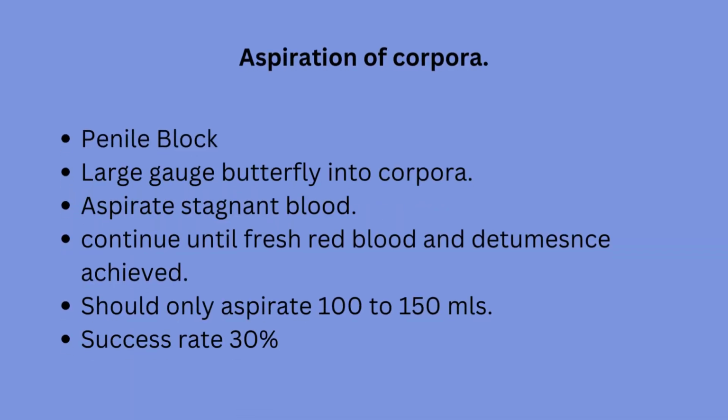Aspiration of corpora. You perform penile block with 10 mL of 1% lidocaine. Large gauge butterfly into corpora. Can insert one on either side to allow for irrigation and drainage. Then aspirate stagnant blood. Continue until fresh red blood and detumescence is achieved. But you should only aspirate 100 to 150 milliliters. But the success rate is only around 30% of the cases.